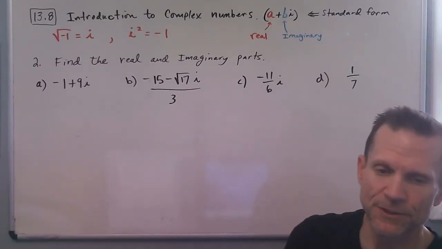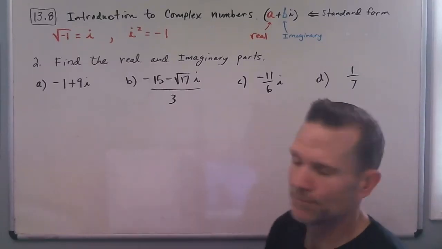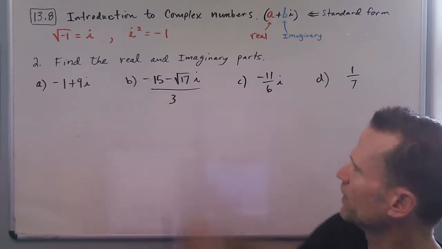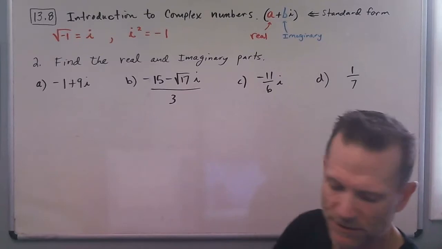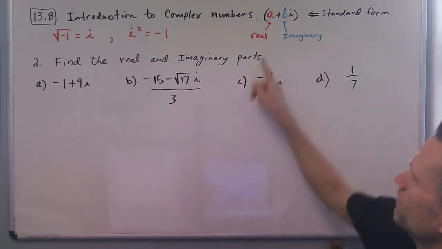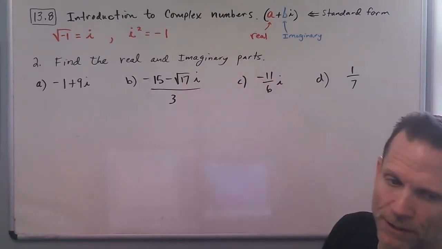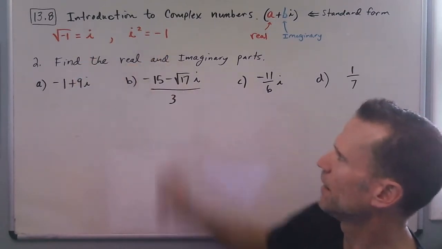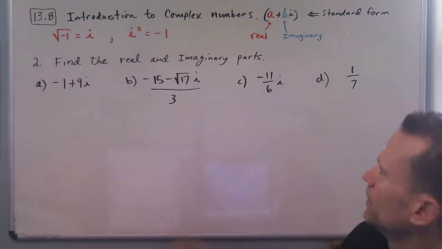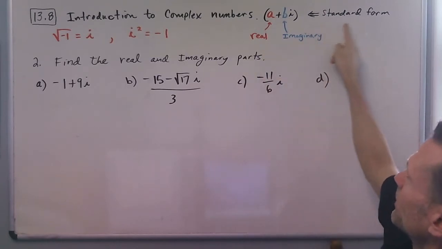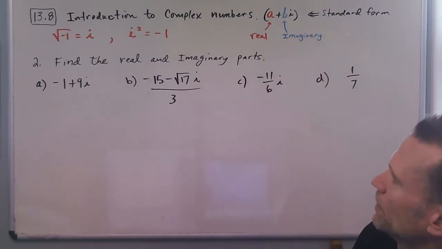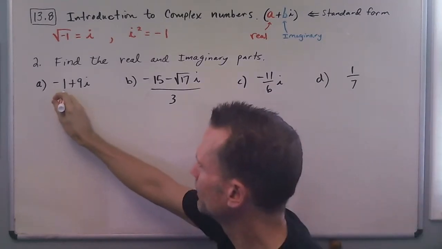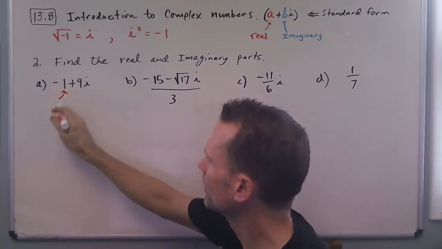Okay, moving on with 13.8. Problem 2 in the packet asks us to find the real and imaginary parts of this complex number here. I have a few notes up here for you, just remembering that the square root of -1 is i, so i squared is equal to -1, and then we have this standard form of a complex number here. So the real part is right here, the -1, okay?